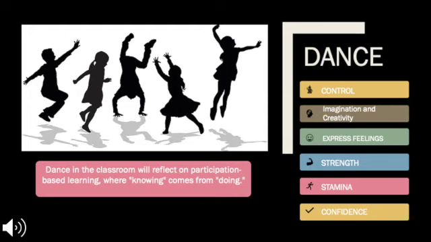Appropriate movies that consist of dance sequences for children to respond to at home or school are Chitty Chitty Bang Bang, Happy Feet, Mary Poppins, and Singing in the Rain. As parents, when students are watching these, ask the who, what, when, where, and why questions related to the dance sequences. Dance in the classroom will reflect on participation-based learning, where the knowing comes from doing.